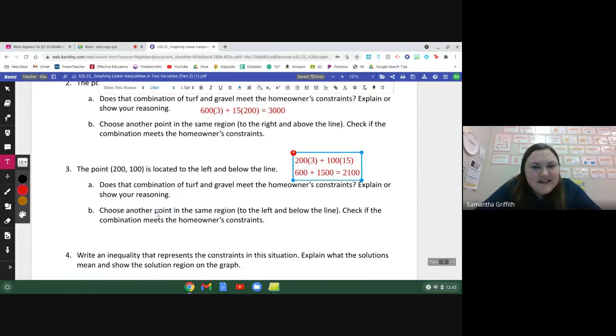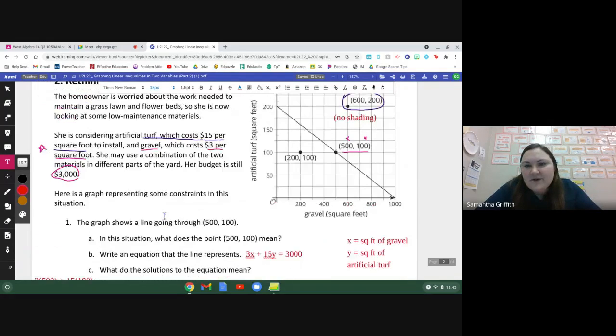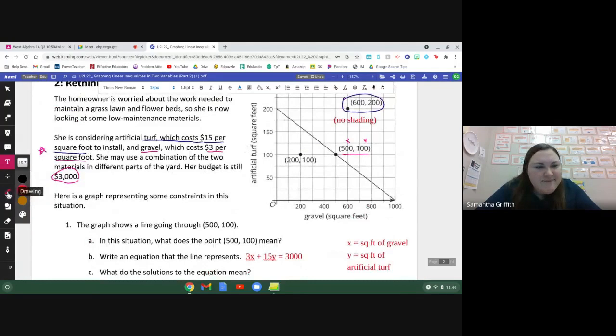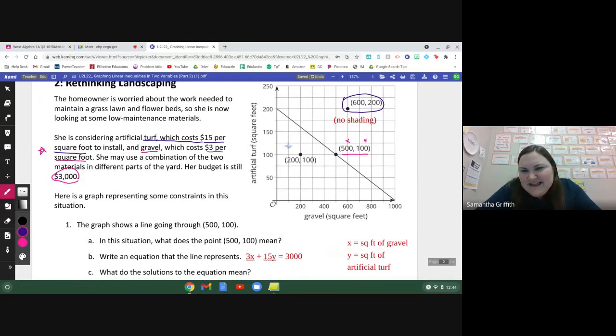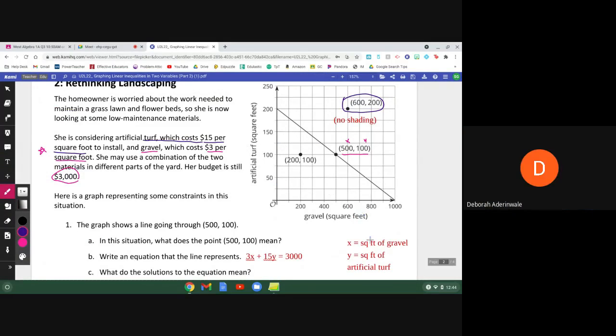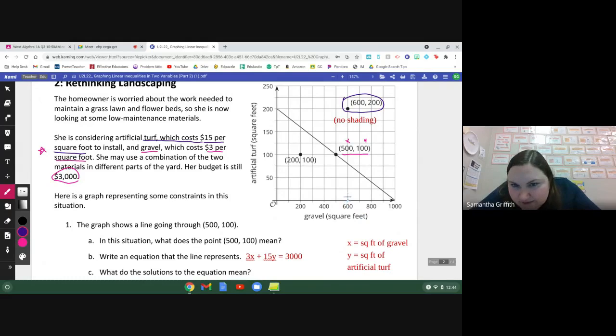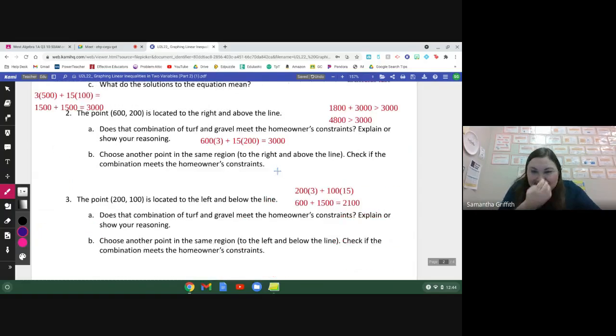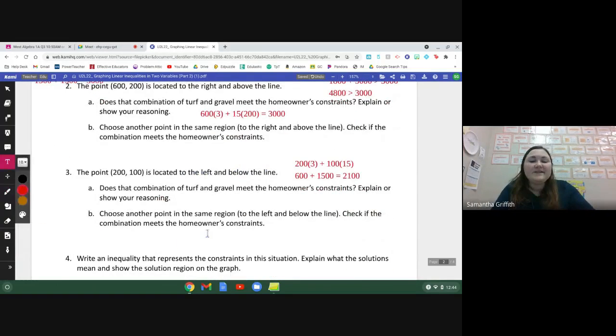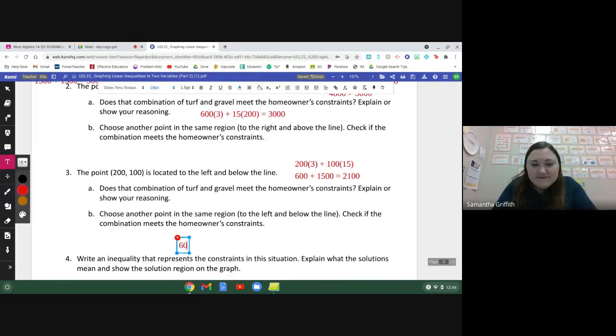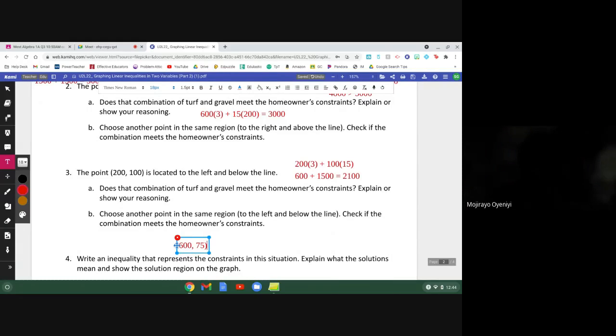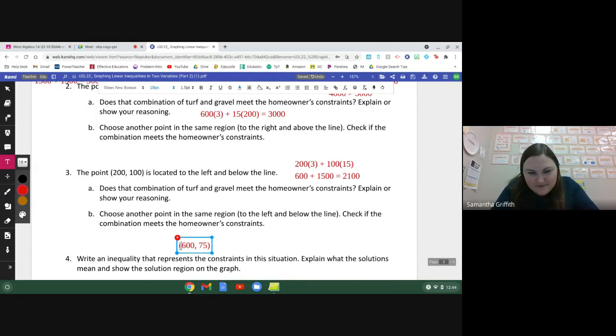Let's choose another point in that same area. So we were doing this point 200, 100. Pick one more point for me in this area below the line. 675, 75, sure. Let's see, 75 is right here between 50 and 100. Okay, so we're going to go with 675. Let's check that. What are you expecting to see? Are you expecting it to be a solution, or not to be a solution? To be a solution. Let's do some math to confirm.